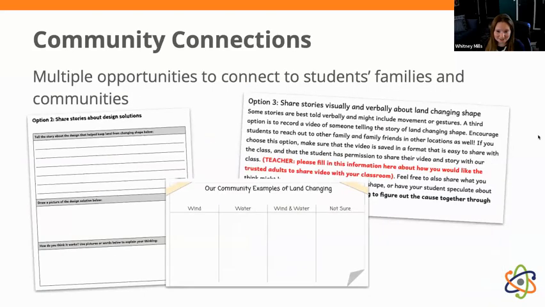We also have one other thing that I feel pretty passionate about for this unit, and it's the community connections. As you noticed in lesson 1, we hit it hard. We start sharing right away different ways that land might be changing around us. We made sure to incorporate many different ways that students could share those as well as their families. And you'll notice even in lesson 1, we've made red anything that needs to be changed before it goes home. We have teacher, please fill in this information here about how you would like the trusted adult to share video with your classroom in case they have videos or photos or stories to share.